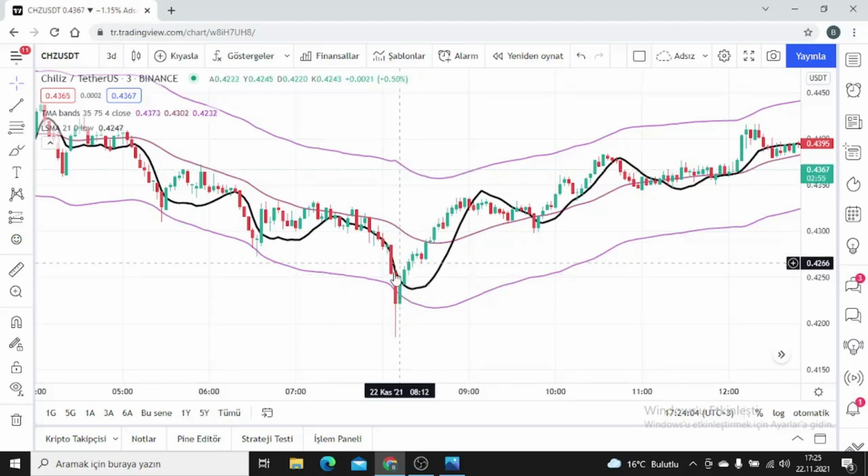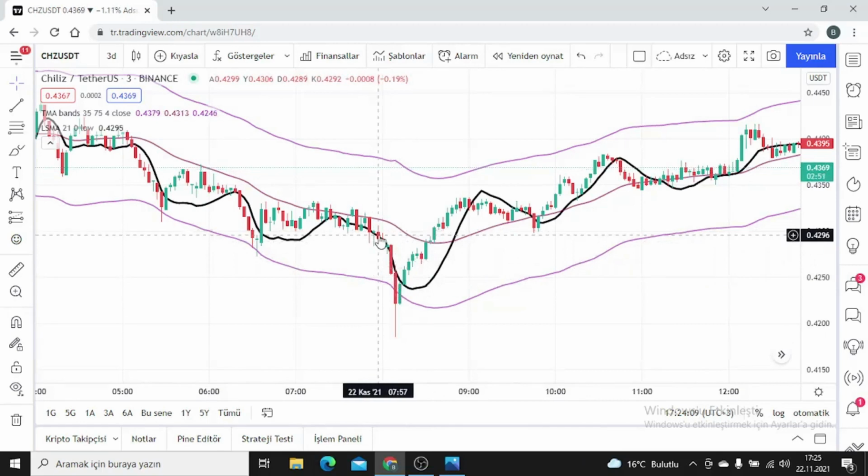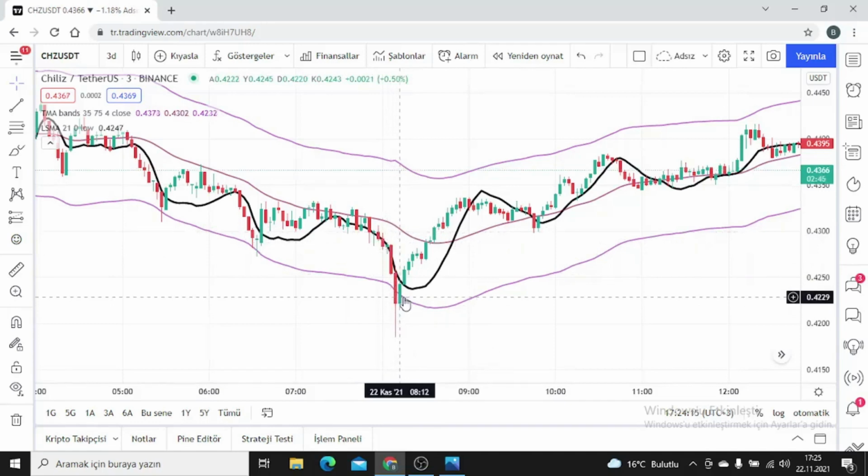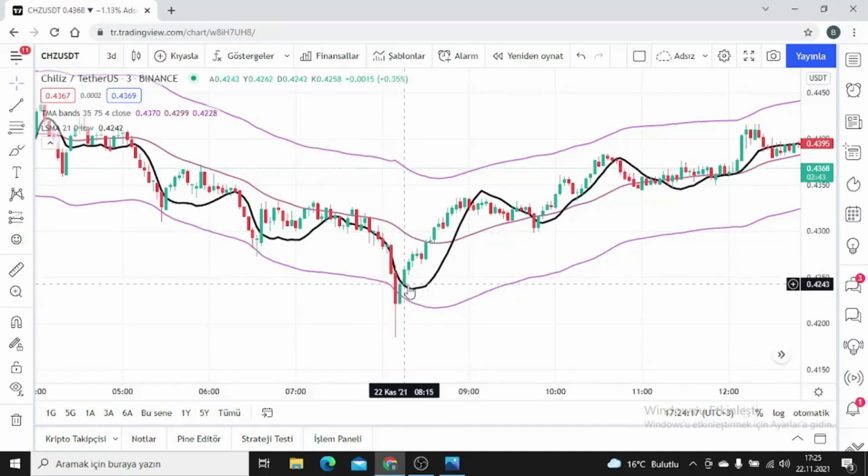Now when we go back a little bit, it's in a 3-minute period. What we call Bollinger Bands, as you can see here. After touching the bottom band and closing the green candle, it was generating a buy signal for us. You can also think of the TMA in this way.